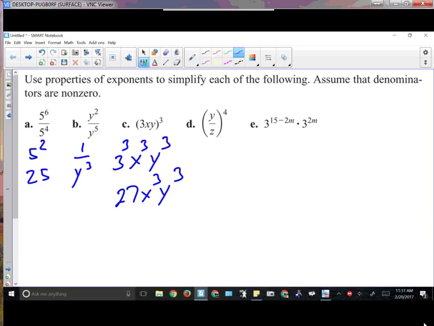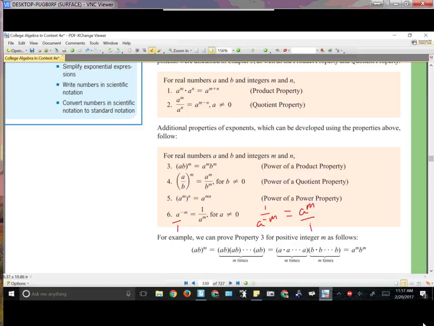What about over here? Same thing. Y is going to be to the 4th. Z is going to be to the 4th. That's it. No more, no less. Now, over here, they have something that looks fairly ugly, right? This is multiplication. When we have multiplication going on here, we simply go through and add the exponents.